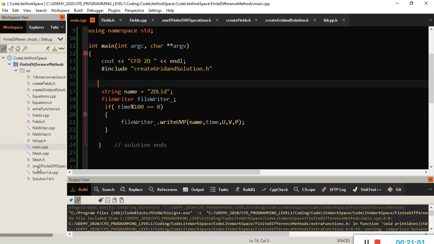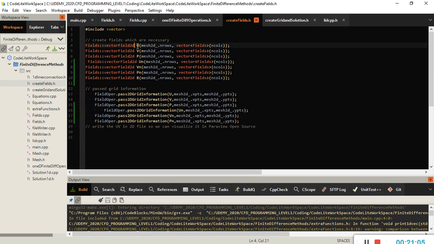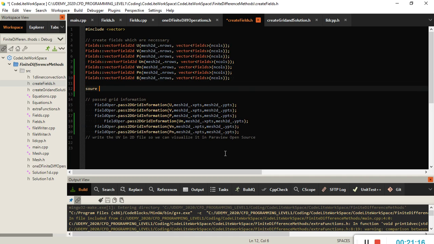So in create fields, I created u, v, p and un, vn, pn, the new ones, and also an extra field called b, which is representing the source term.